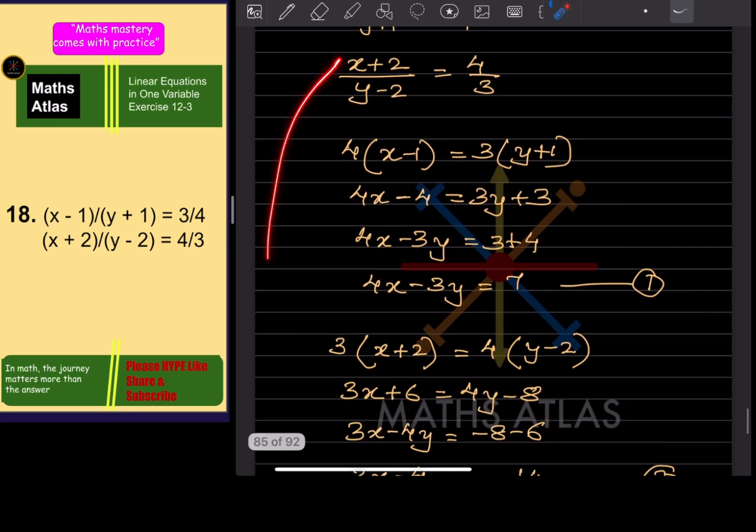Now we'll go for this one. Again, we are going to cross multiply. 3 will go on the left hand side, so 3 into x plus 2, and y minus 2 will go on the right hand side, 4 into y minus 2.